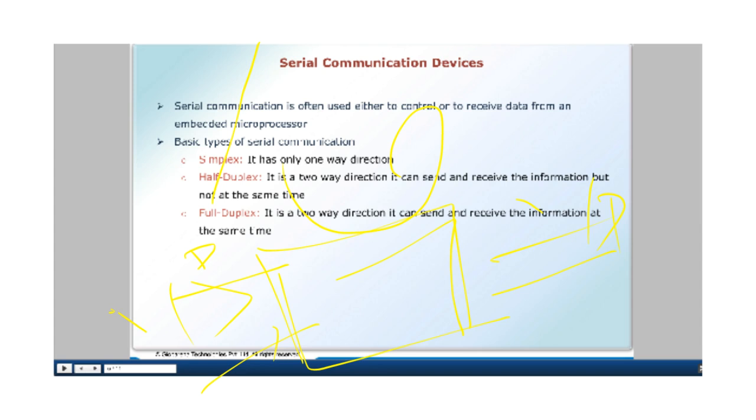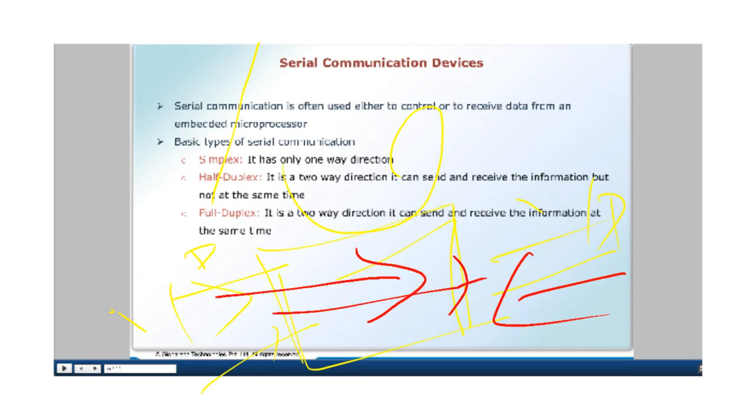What is meant by half duplex? It is a two-way direction. It can send and receive information, but not at the same time. Let us see, simplex means only one-way direction. We can send or we can receive, but both are not possible in simplex. We have to send or receive the data in only one-way direction. That is simplex.